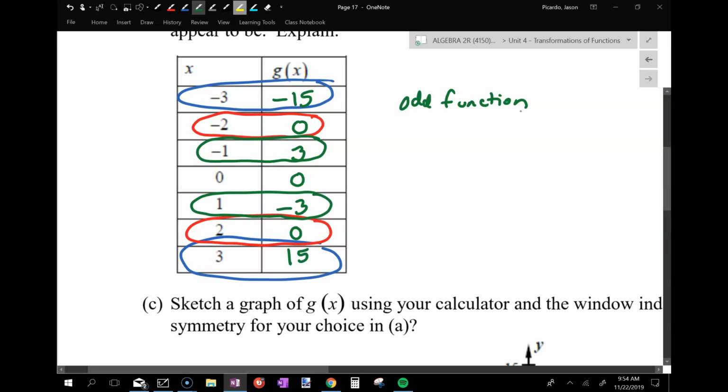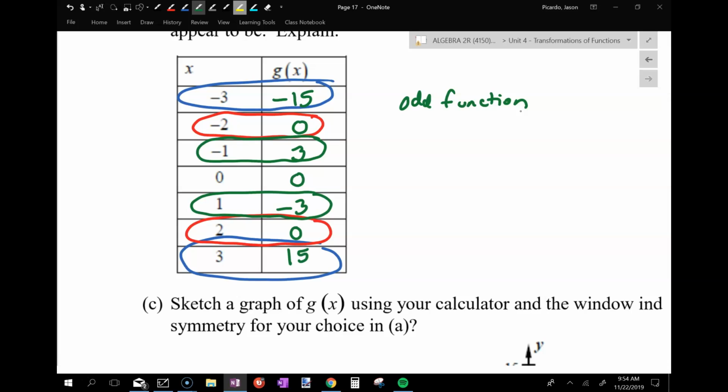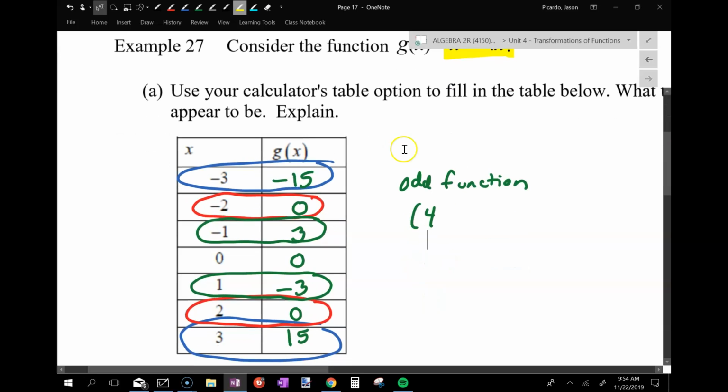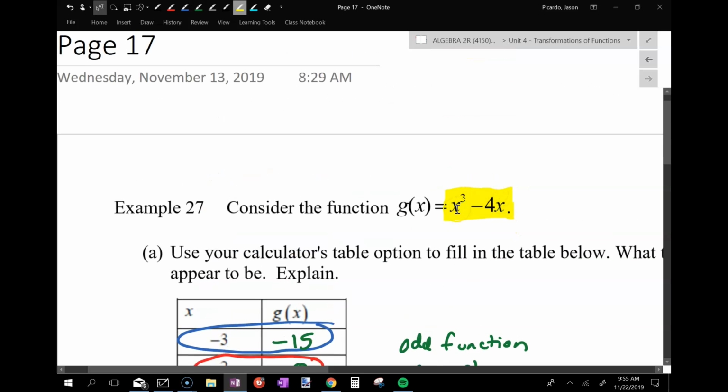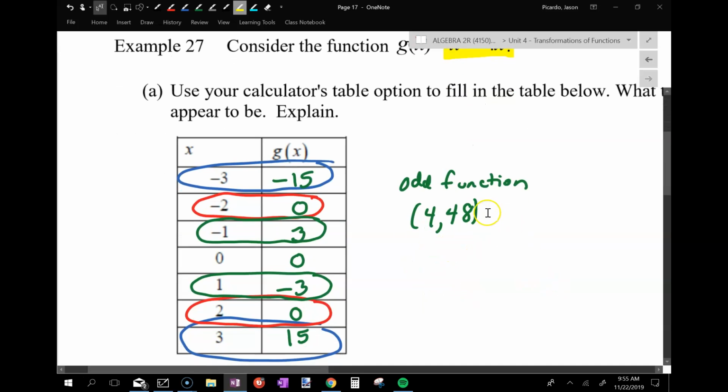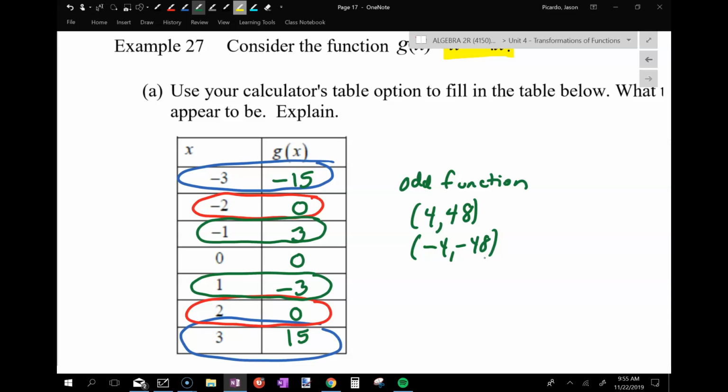Okay. Now, I did not ask you guys to put this on your chart, right? But if we plugged in 4, we would have gotten 48, okay? So, knowing this piece of information, without looking at your calculator, knowing that this is odd, you should be able to give me another point. -4, -48. Because it's an odd function, right? Which means both signs had to change.